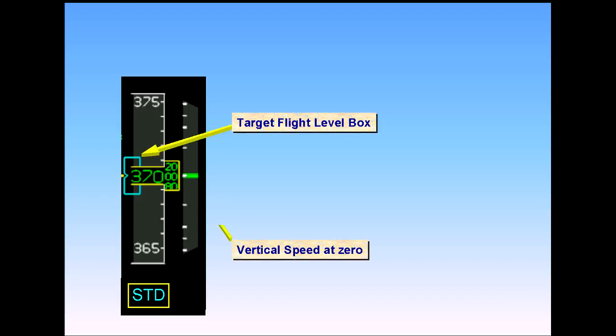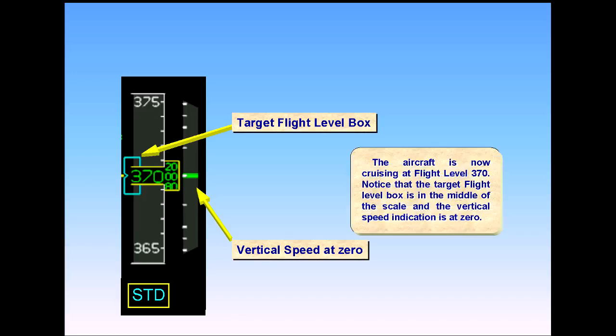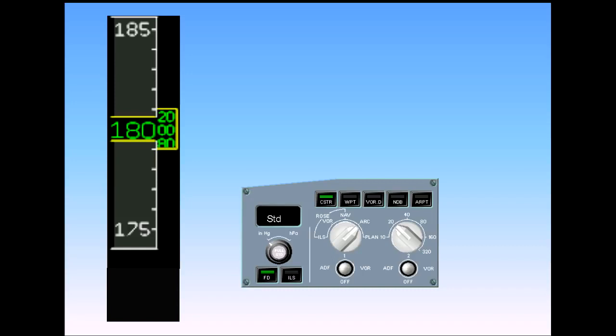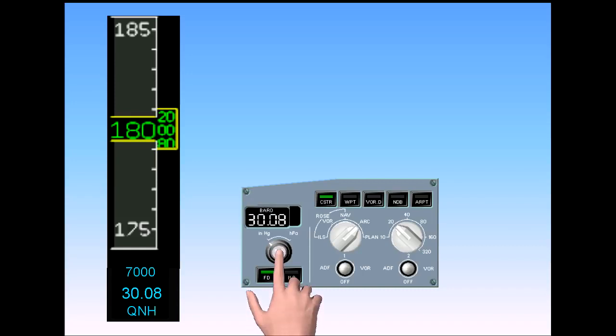Notice that the target flight level box is in the middle of the scale, and the vertical speed indication is at 0. At the transition level, the baro reference is set to show QNH by pushing the baro selector knob on the EFIS control panel.